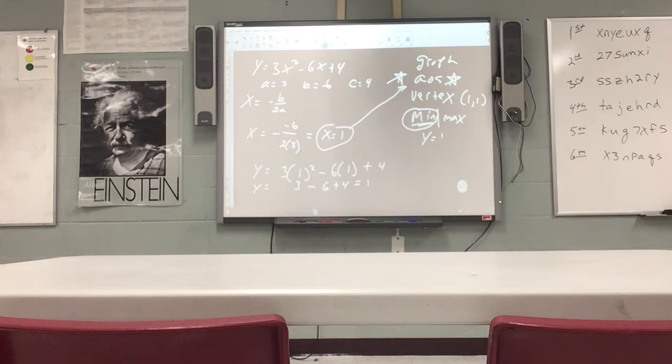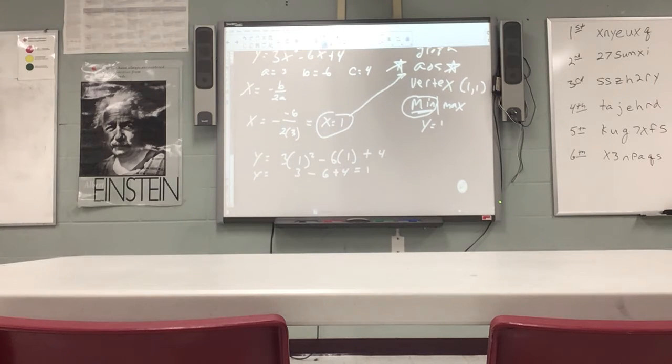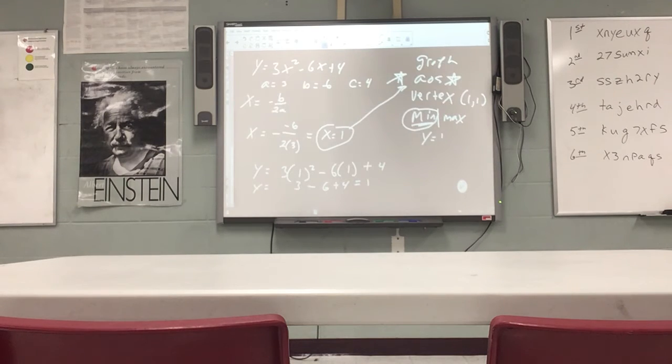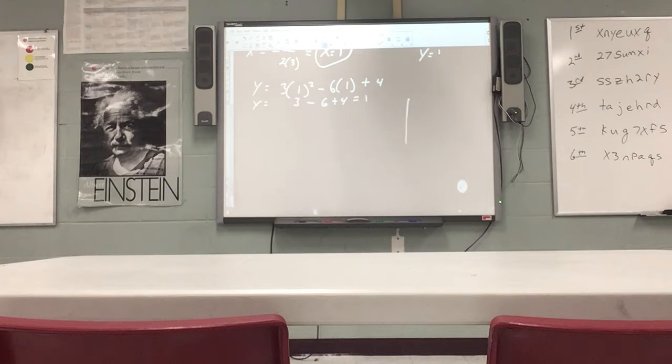So let me scroll this a little bit so I can try to keep it all on the same page. Whoops, jumping on me. Alright, so our vertex was at over 1, up 1. So I'm going to go ahead and draw my dotted line there. You don't have to draw that dotted line, but it helps me.